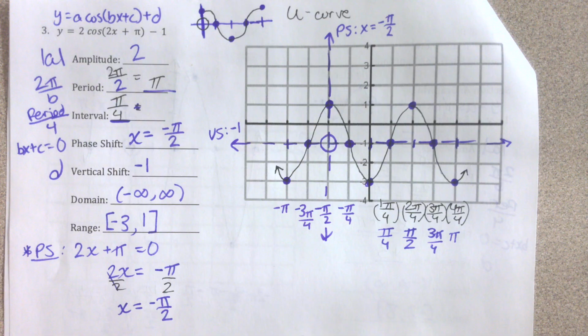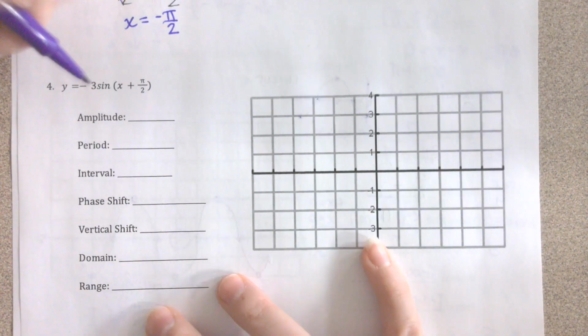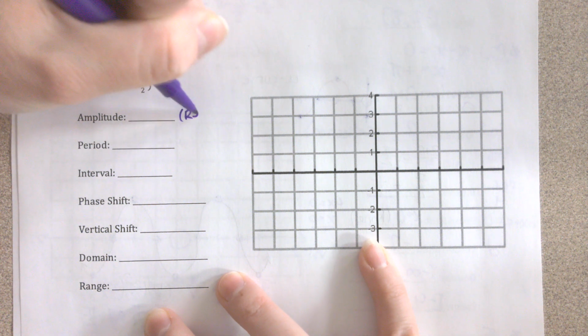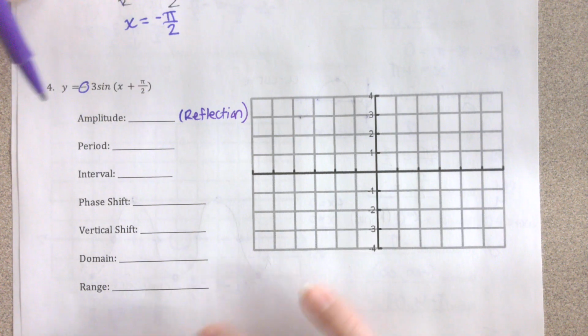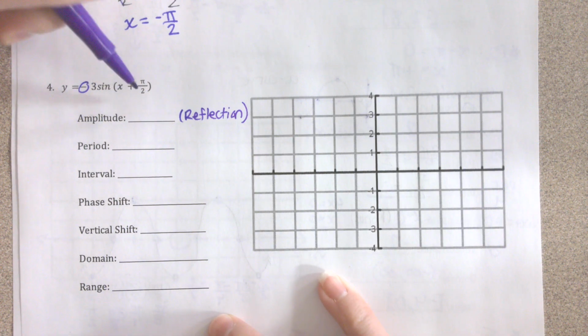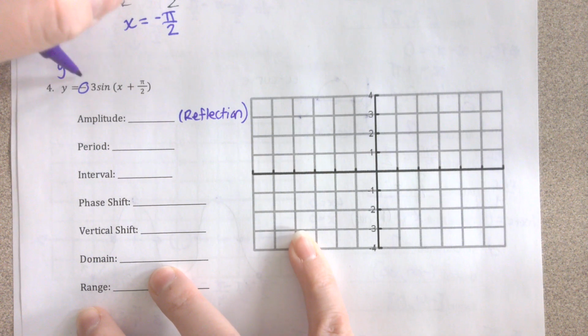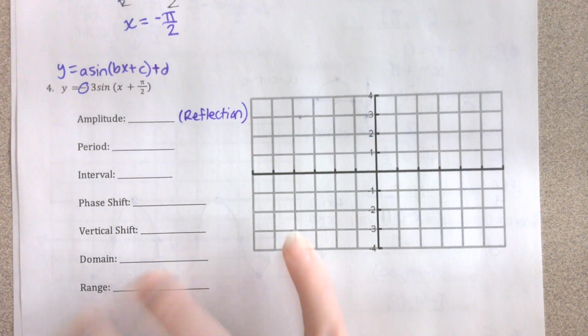And there you have it. One more graph. Y equals negative, notice it, we have a reflection here. Right off the bat, that should draw your attention. Negative 3 sine of x plus pi over 2. I'll start with the general stuff. Y equals a sine of bx plus c in parentheses plus d at the end.